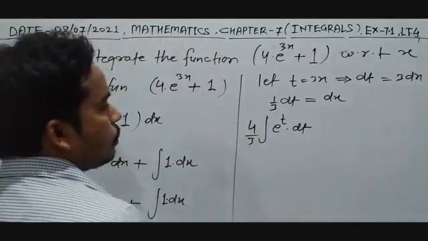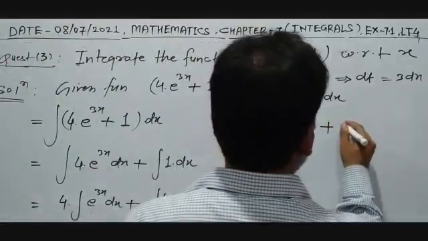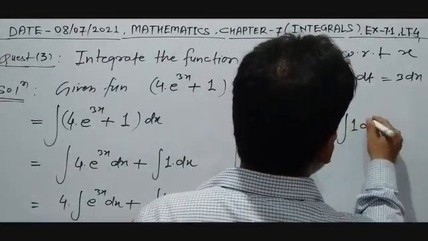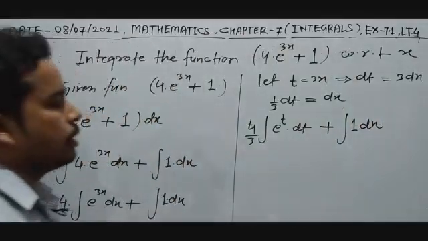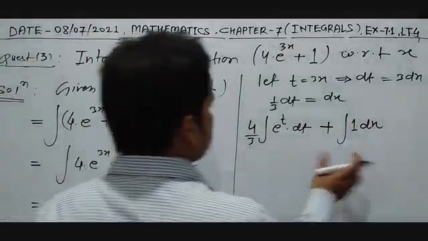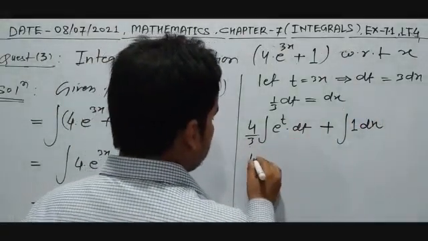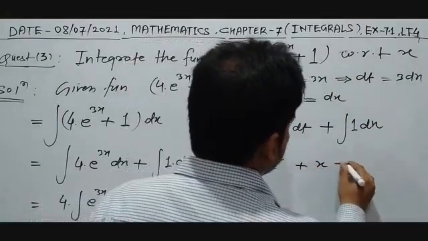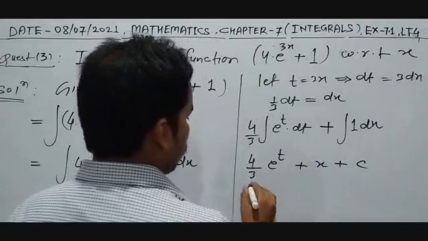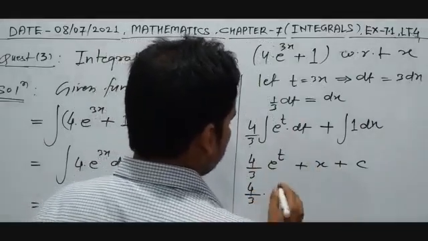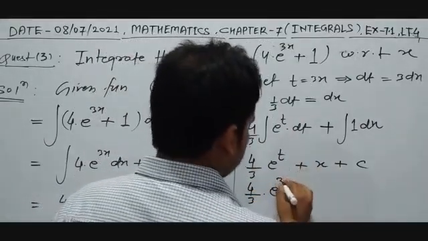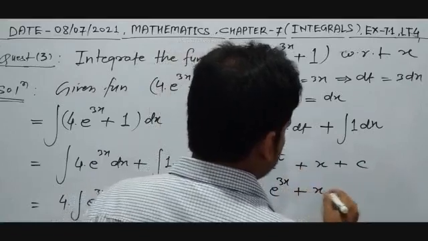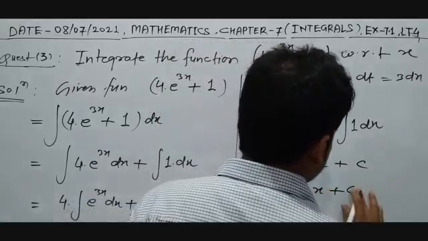So now, with the plus sign, the integration of 1 dx is x, and the integration of e to the power t dt is the same result, e to the power t, plus x plus c. And the t value gives 4 by 3 e to the power 3x plus x plus c. This is the answer.